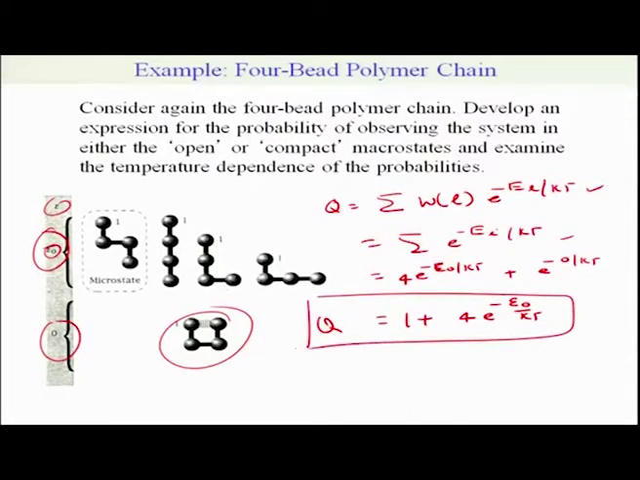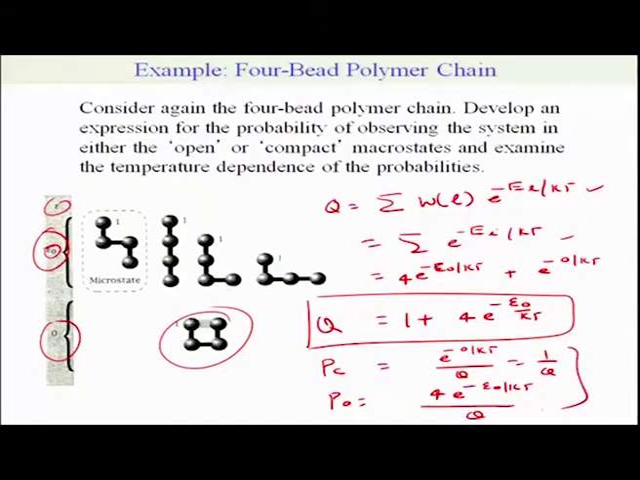Okay. Now, the next question would be, what is the probability that the system is in a compact state? That will be e to the power minus 0 by kT divided by Q, or 1 by Q. What about for the open system? This will be 4 e to the power minus epsilon by kT divided by Q.